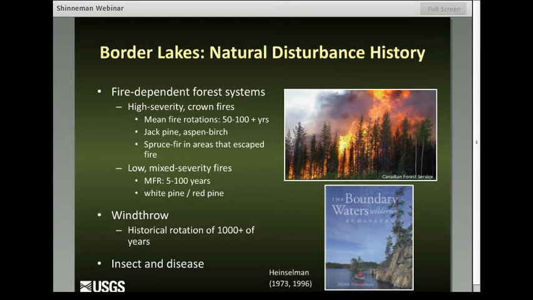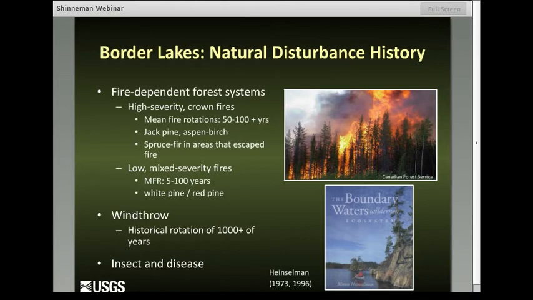Historically, this is a region that was comprised of fire-dependent forest ecosystems. This single slide is really an oversimplification, but there are at least two main types of forest fire types that were prevalent in shaping this forest landscape. High severity crown fires dominated much of the landscape and supported forests of jack pine and often earlier successional compositions dominated by aspen and birch.